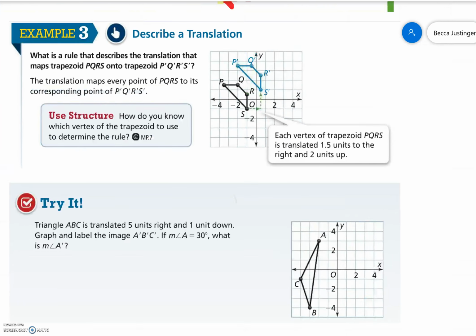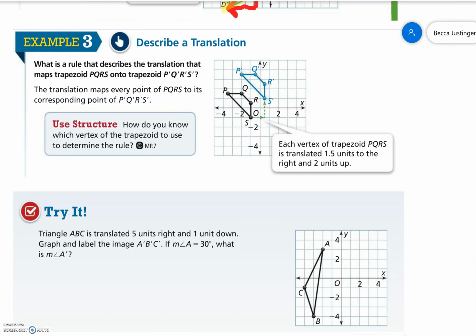Example 3, describe a translation. So this is when they give you the image and the pre-image. Remember, the pre-image is the first one. The image is the one with the primes. And they want to know what is the transformation. The translation, how do you go from the pre-image to the image?